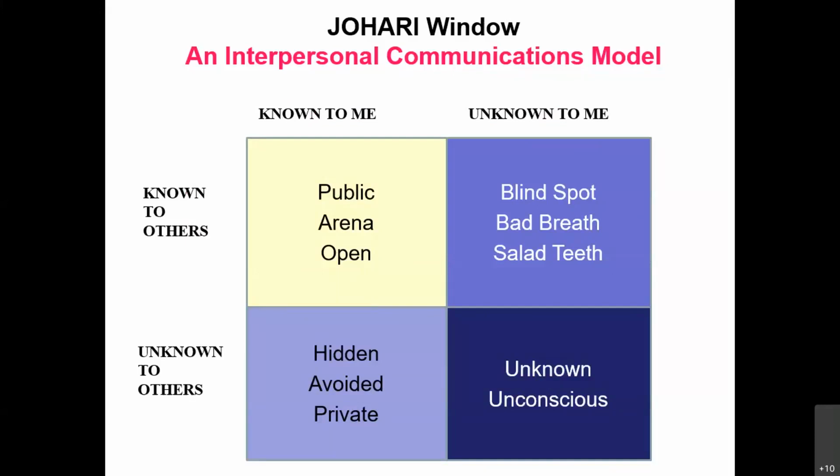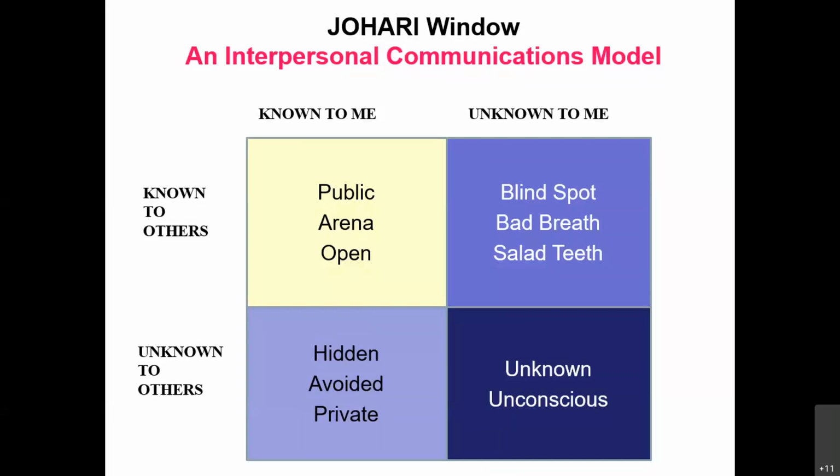You can see the slide on the screen, which is called the Johari window. It is an interpersonal communications model. There are 4 squares here. First square is known to me, known to others. Second square is unknown to me, known to others. Third square is known to me, unknown to others. Fourth square is unknown to me, unknown to others.